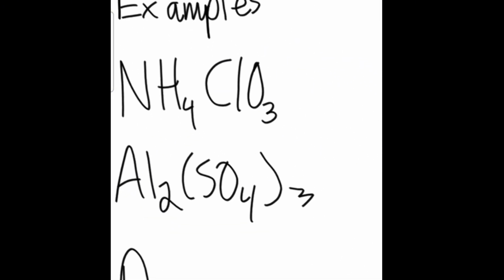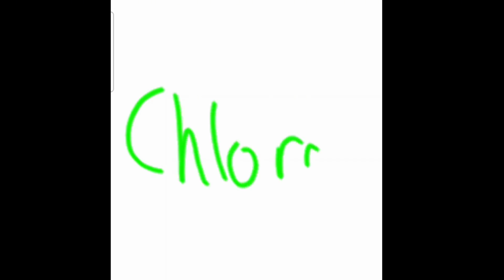Okay, so we know this as ammonium, which I believe is spelled with a double M. Let me double check. It's a double M. Alright, ammonium. What is this? Chlorate. Oh, I spelled that wrong too. Not my day.